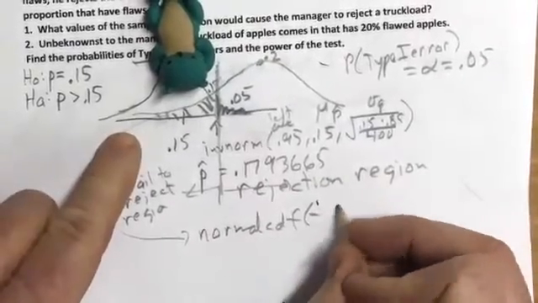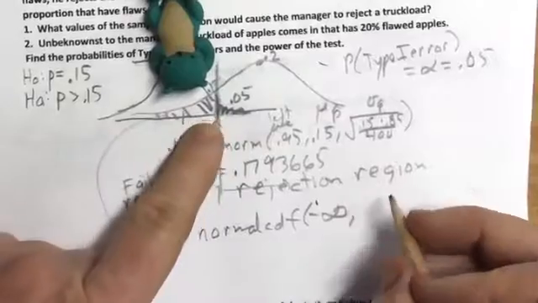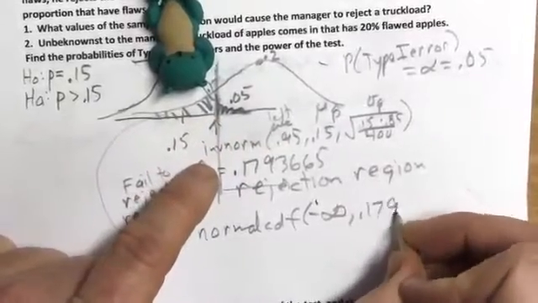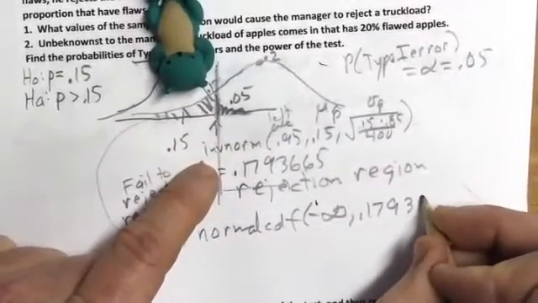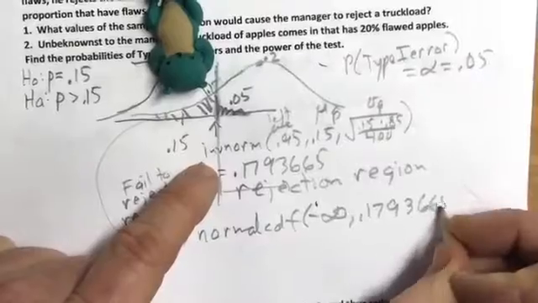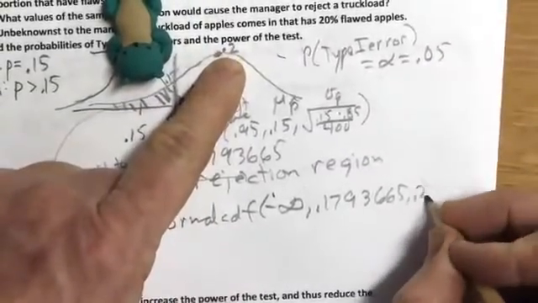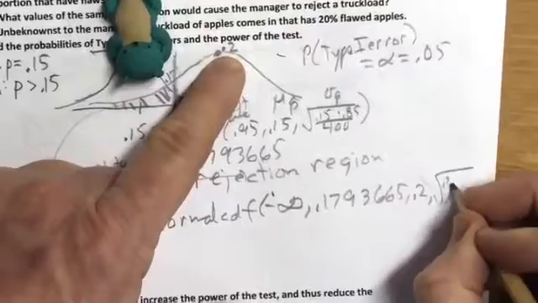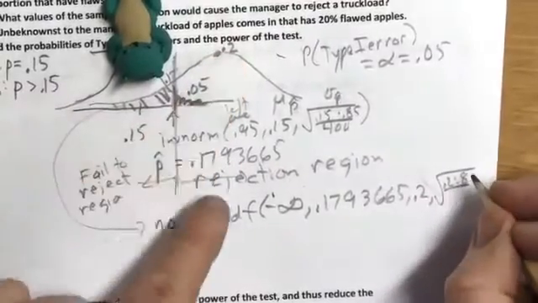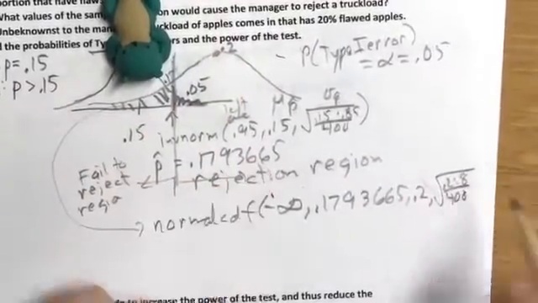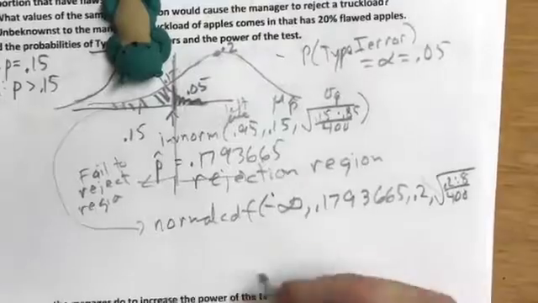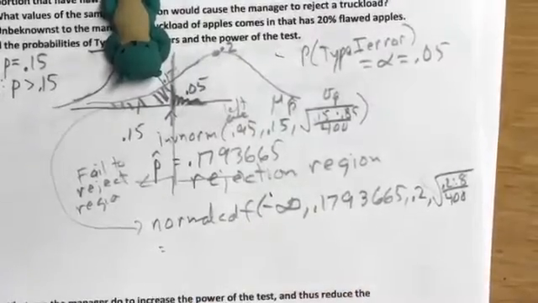We have negative infinity, 2, and this is 0.1793665. The mean of this bad curve is 0.2. And then the standard deviation is the square root of 0.2 times 0.8 over 400. I like that. Okay, so let's see what that is.